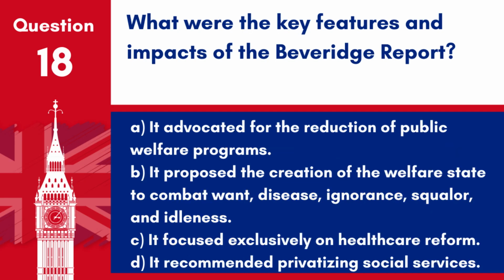Question 18. What were the key features and impacts of the Beveridge Report? A. It advocated for the reduction of public welfare programs. B. It proposed the creation of the welfare state to combat want, disease, ignorance, squalor, and idleness. C. It focused exclusively on healthcare reform. D. It recommended privatizing social services. Answer: B. It proposed the creation of the welfare state to combat want, disease, ignorance, squalor, and idleness.